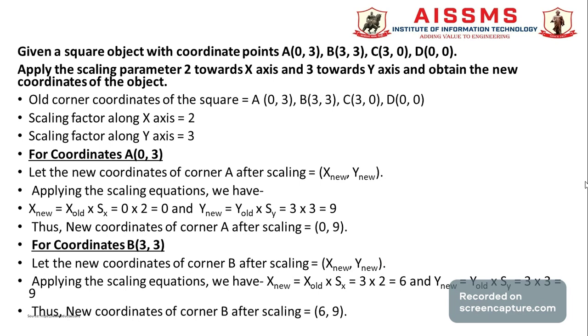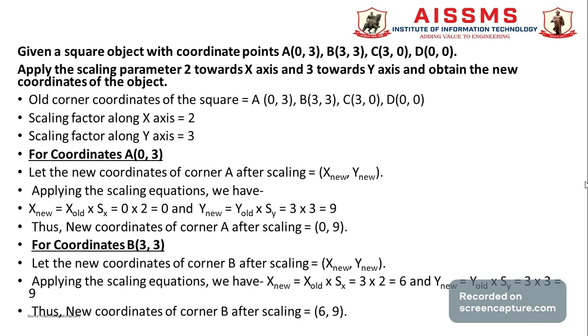So we have a square object with the coordinates A, B, C, D. A is (0, 3), B is (3, 3), C is (3, 0) and D is (0, 0). After applying the scaling parameters, or scaling vectors, of 2 towards the x-axis and 3 towards the y-axis, obtain the new coordinates of the object.